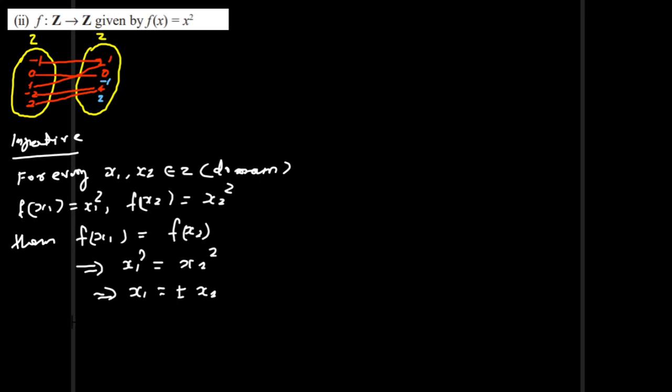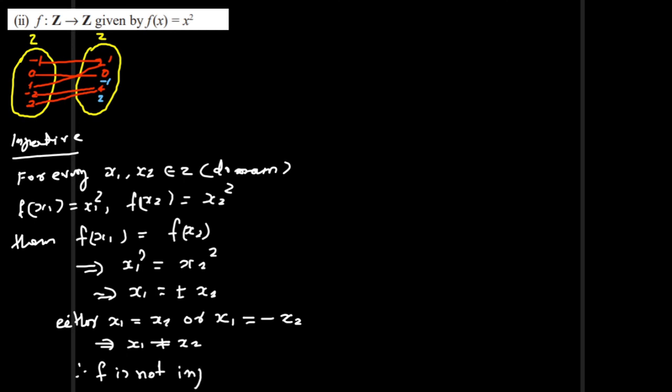So this implies x1 equal to plus or minus x2. So we can take either x1 equal to x2 or x1 equal to minus x2. So here x1 and x2 belong to Z. That means 1 and minus 1, 2 and minus 2 also belong to this. So here we can't say x1 equals x2; this implies x1 is not equal to x2, that means two values of x1 are not equal to x2. So therefore f is not an injective function.